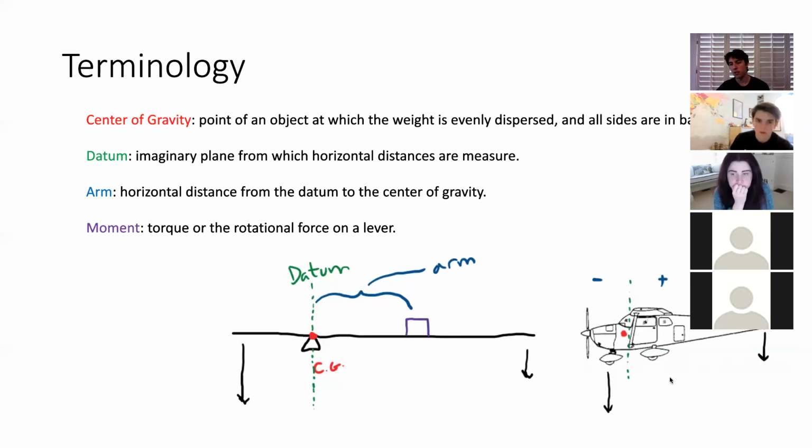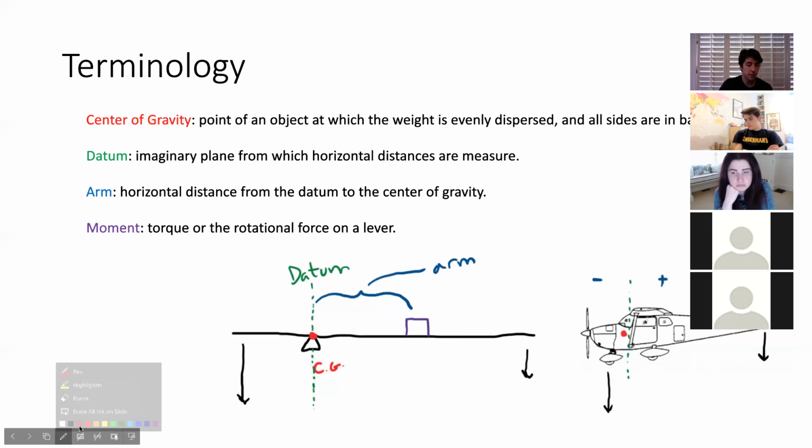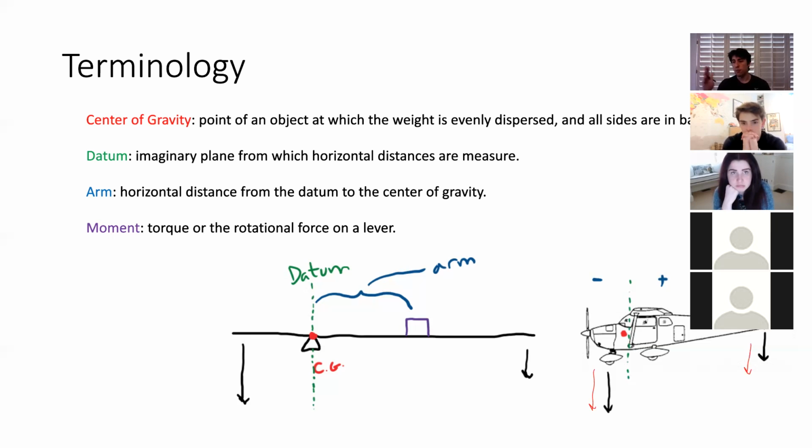Here we've got a picture of an airplane, just to help think about it better. We've got the datum here at the leading edge, and the center of gravity in red. When we're computing our numbers, aft of the datum is going to be positive, and forward of the datum is going to be negative. We also see two sides of the fulcrum. The nose is going to be pulling down right here, and the elevator is also pulling down to help balance out that equation.